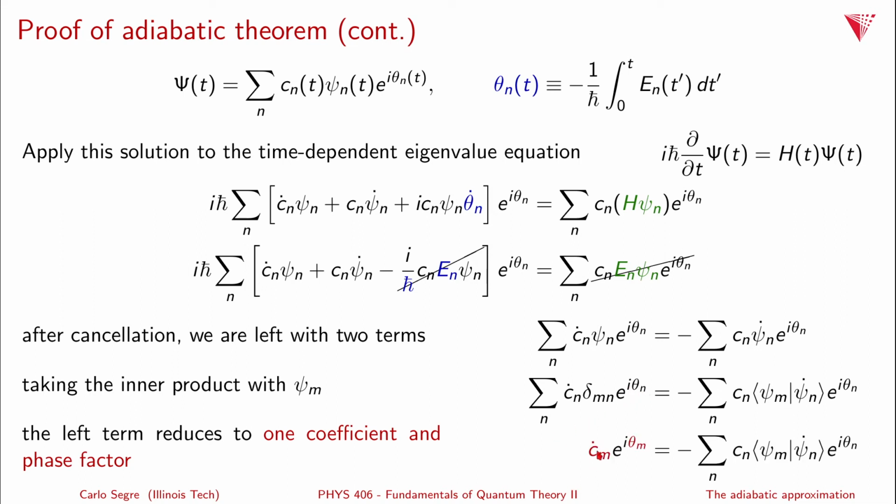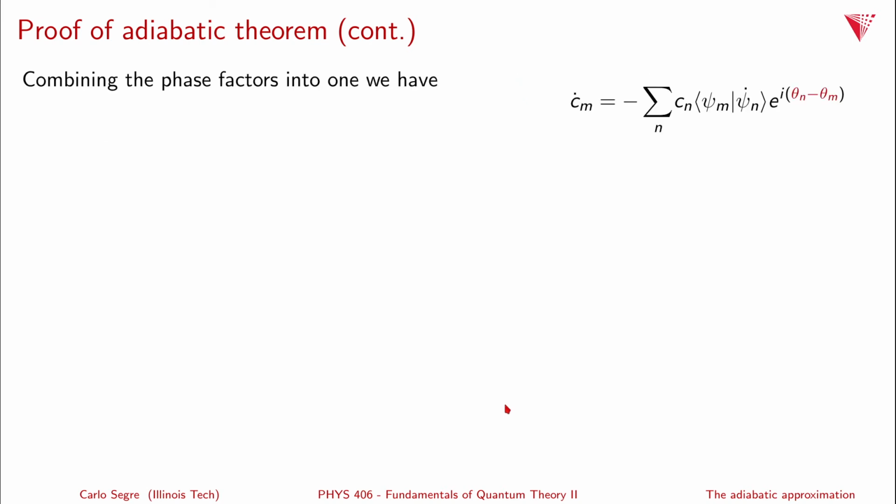And so we get c sub m dot e to the i theta sub m is equal to minus the sum over n, c sub n times the inner product of psi sub m with psi sub n dot, e to the i theta sub n. So this is our definition. Now, we can bring the phase factor from the left side over to the right side and pull it into the sum. So we get, as a last term, everything else is the same except e to the i (theta sub n minus theta sub m). And this is just one. This is varying according to the sum.